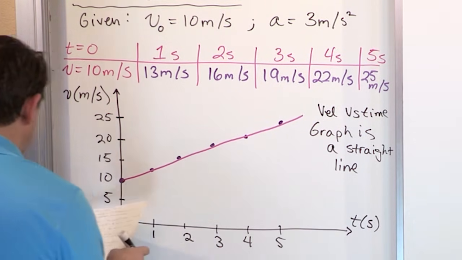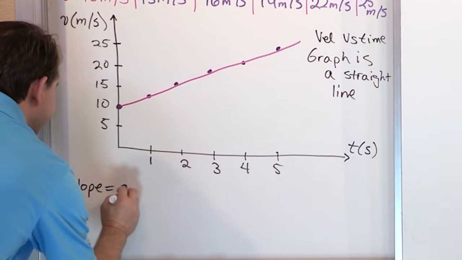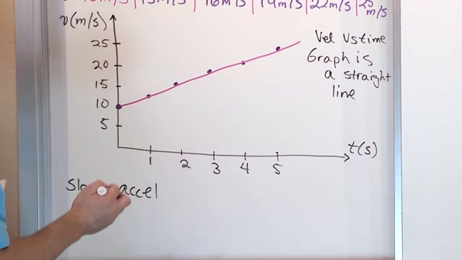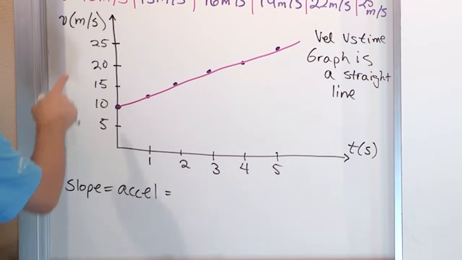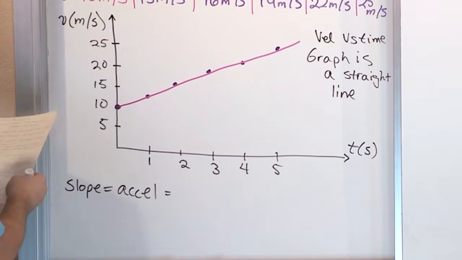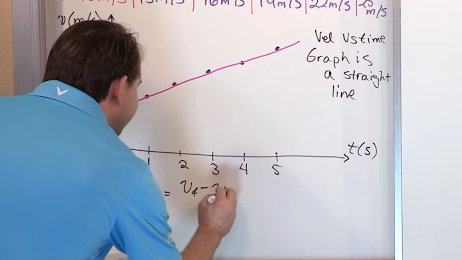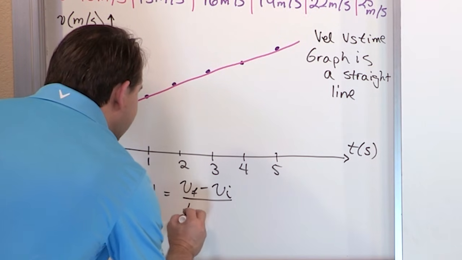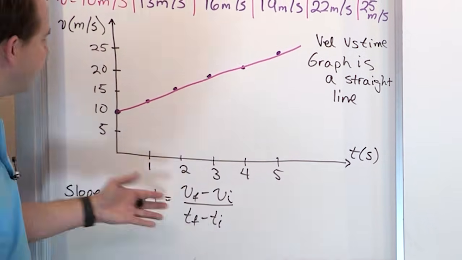So let's figure out what the slope is. We're saying that the slope of this curve is equal to the acceleration, because that's what we define acceleration to be. So what is the slope of this curve? It's rise over run. So it means delta v over delta t, right? Which would mean the final velocity minus the initial velocity over the final time minus the initial time. Now I can put any pairs of points on here.